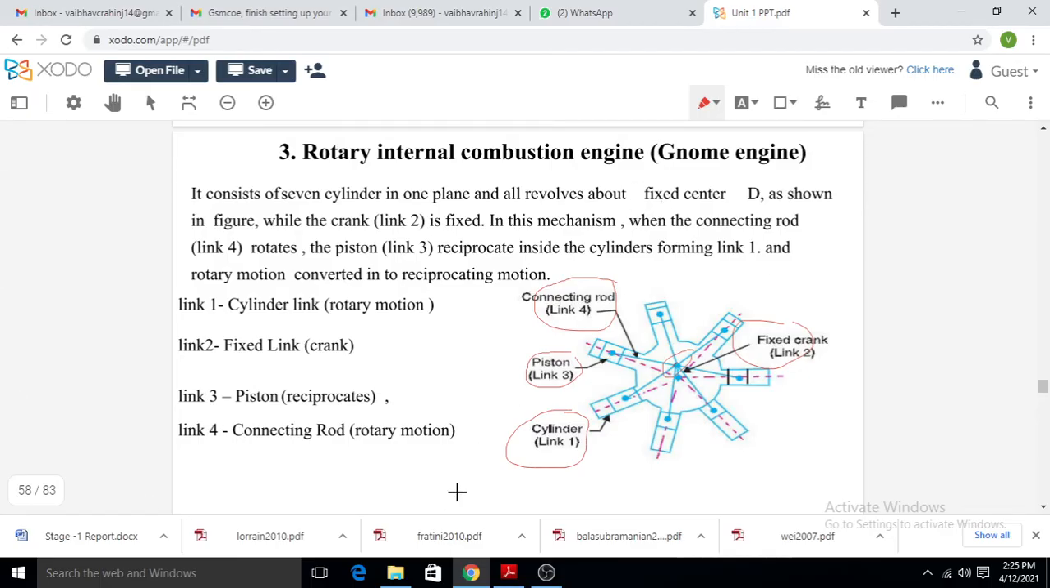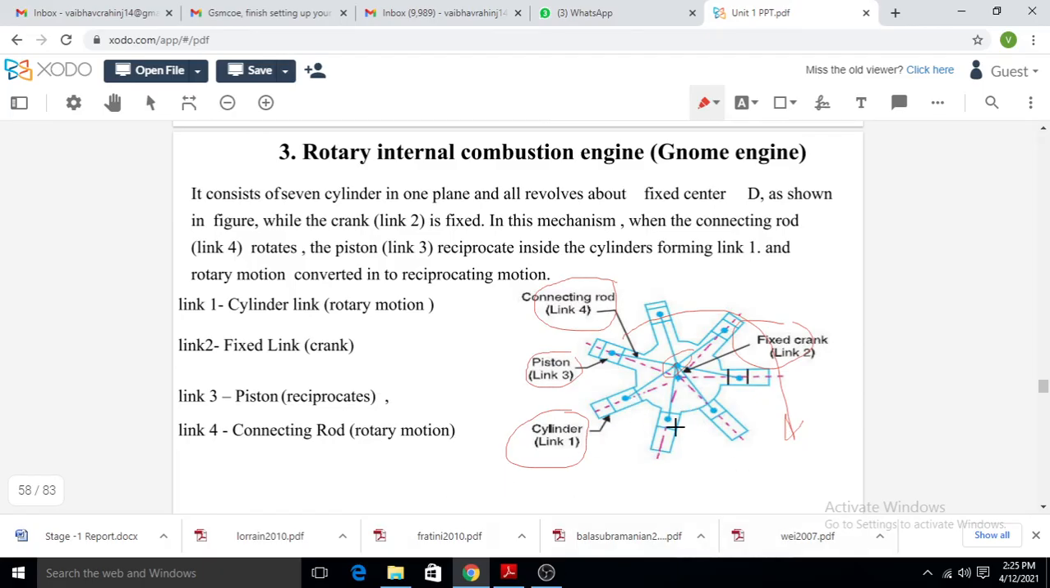In this mechanism, link 1, the cylinder, will revolve. This cylinder will revolve like this. Link 2 is the crank, which we make fixed. See here, this is the crank and we make this crank fixed. Link 3 is the connecting rod and link 4 is the piston. Here the connecting rod makes an oscillatory motion and the piston, link number 4, will reciprocate.